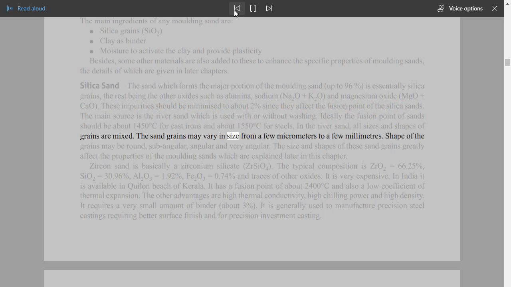The sand grains may vary in size from a few micrometers to a few millimeters. Shape of the grains may be round, subangular, angular and very angular. The size and shapes of these sand grains greatly affect the properties of the molding sands, which are explained later in this chapter. Zircon sand is basically a zirconium silicate, ZrSiO4.